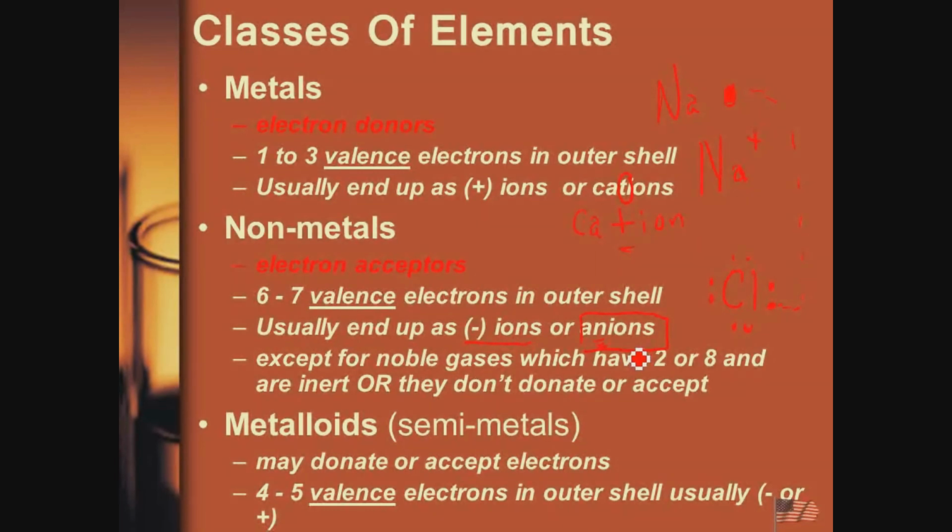And the only exception is helium and the other noble gases that have either 2 in the case of helium or 8 in the case of the other ones, and they're happy. We call that inert. They don't interact with anybody else. Semimetals, they're on the fence. They swing either way. I probably said it wrong, but oh well. They can either gain or lose electrons depending upon the situation. So they can end up becoming net positive or net negative.